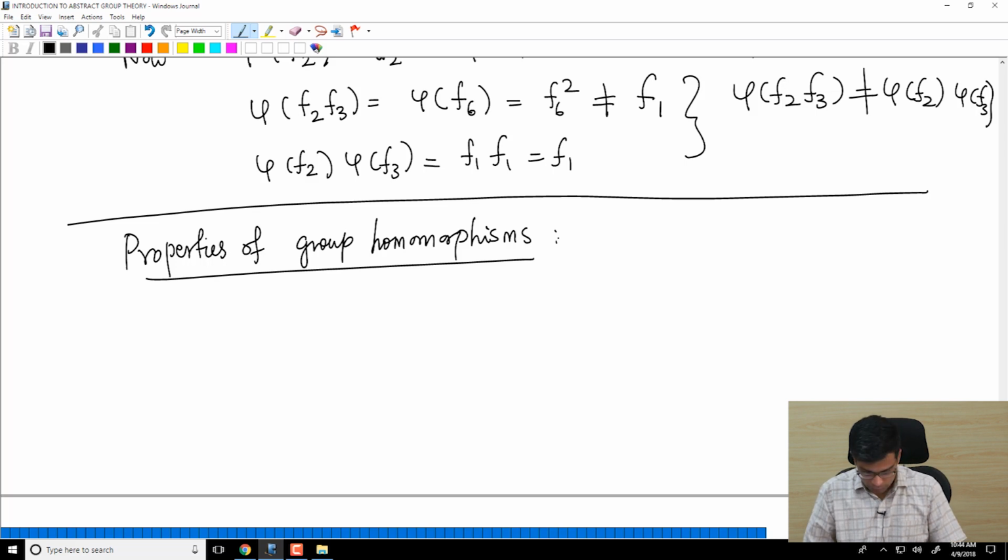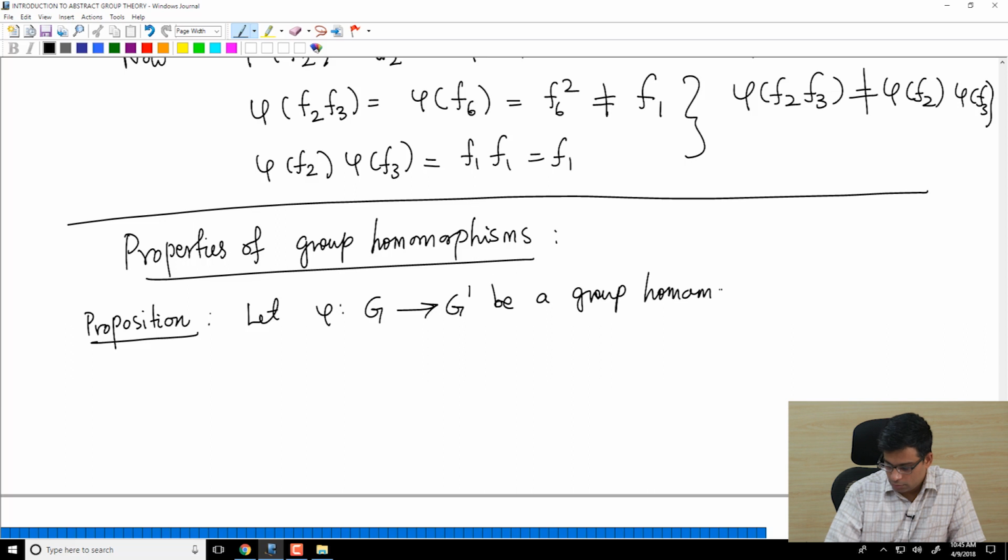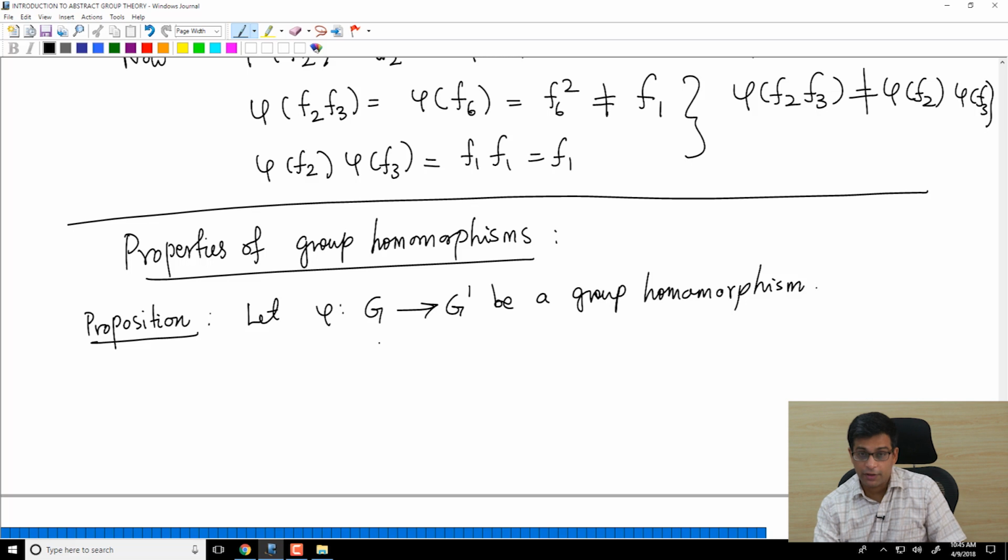Okay, so some of the most important properties are the following. Maybe I will write this as a proposition. Let phi from G to G prime be a group homomorphism. It sends, in other words, phi of AB equals phi of A times phi of B for all A, B in G. Then we have two statements.